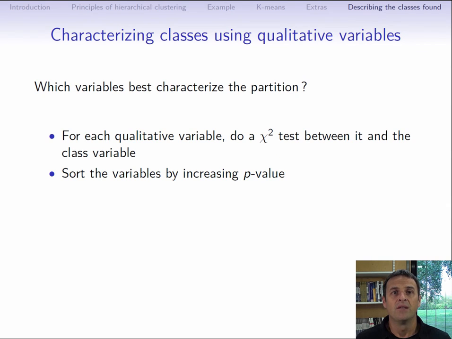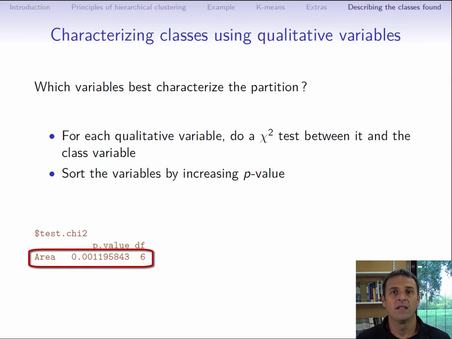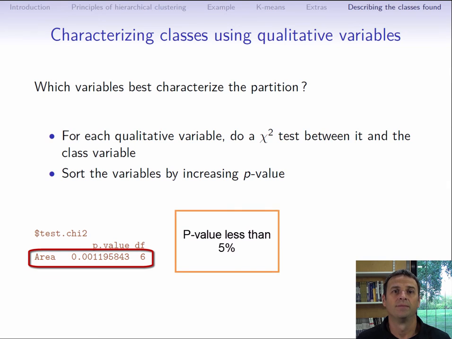Can we also describe the classes using qualitative variables? To do so, we have to again consider that a given partition is a qualitative variable and look for the links between pairs of qualitative variables, between the partition of the class variables and other qualitative variables. For each qualitative variable, we can do a chi-square test between it and the class variable. Then we can sort the qualitative variables by increasing test statistics. In our example, we only have one qualitative variable dealing with the location in Europe of each city. We see indeed that this variable is connected with the partition of the cities.